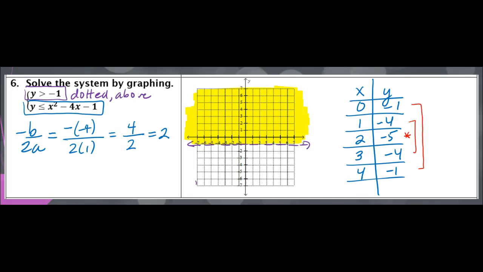But before we do that, let's talk about the fact that this is going to be a solid line. And I know that because it's got the bar underneath the inequality. And because it's a less than symbol, we will be shading below the graph. All right, so I have the point 0, -1. So I can already see where my two graphs are going to cross at least once. 1, -4, 2, -5, 3, -4, and then 4, -1, which is another point where the two graphs cross. So I'm going to connect the dots with a solid line, and I'm going to be shading below the graph.